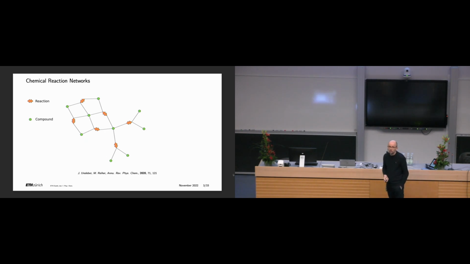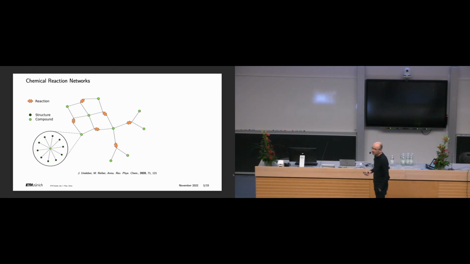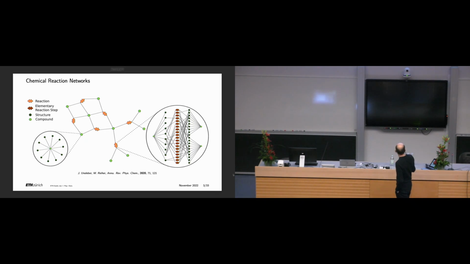But in fact, it's much more complicated. Each of these compounds has different representations. Typically, we call them conformations or conformers, right? Because they are different forms of the same type of connectivity of a molecule, and all of these can be reactive, and they typically don't have the same reactivity. So we need to take all of them into account. And then the same holds true for the reactions.